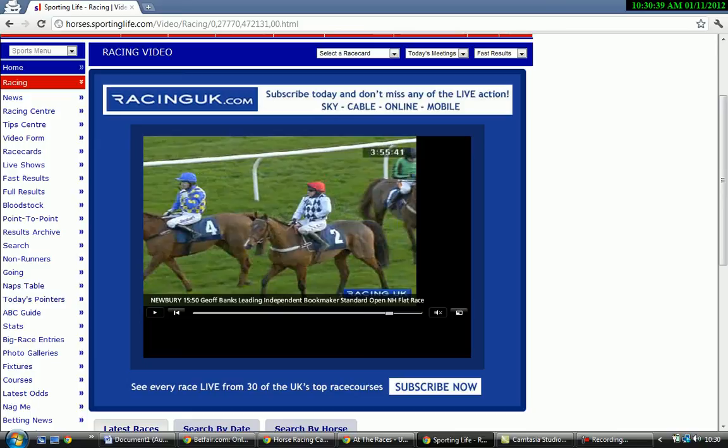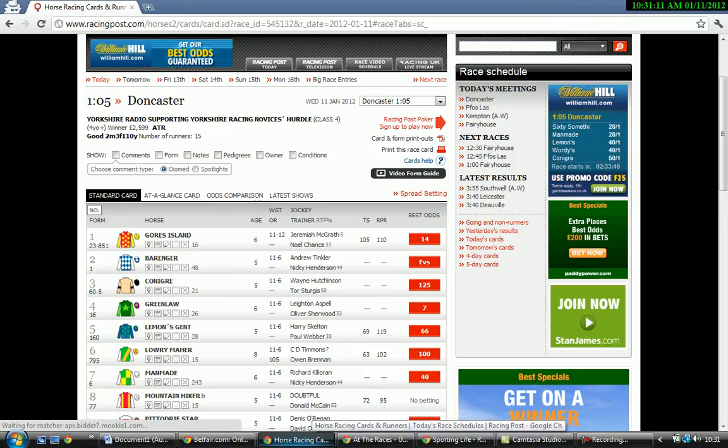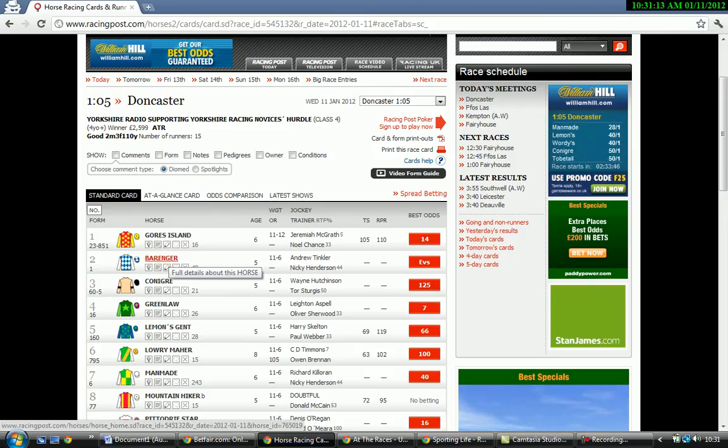He hasn't really filled out into his frame yet. I just feel that he needs another 6 months to fill out into his frame. His jumping could let him down today. Anyway, that's my observation of the horse himself. As you can see, I don't know if you can see, he is a fairly long horse. So let's see why I am saying that he's a lay. First of all, let's click on his form.